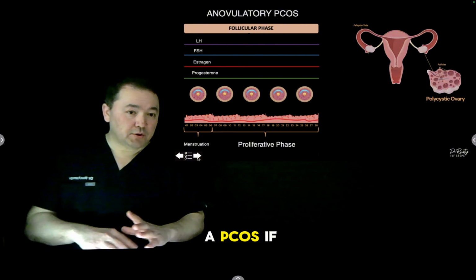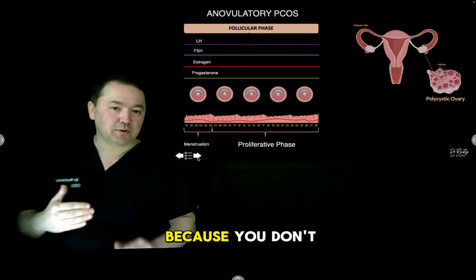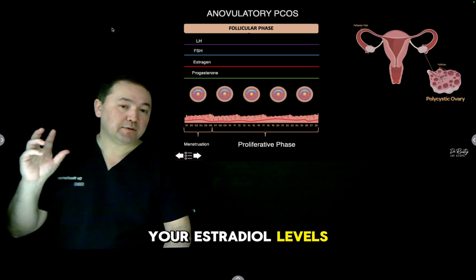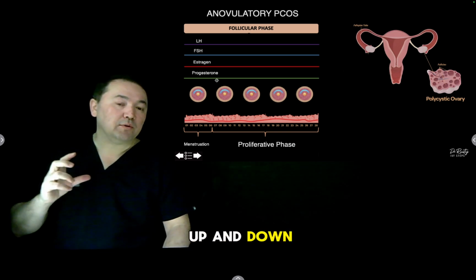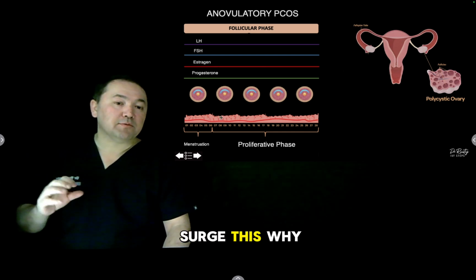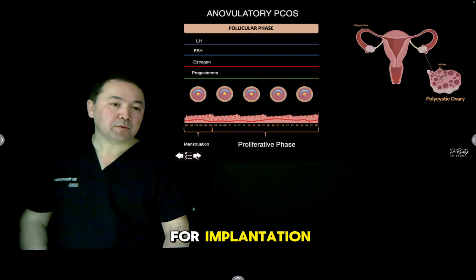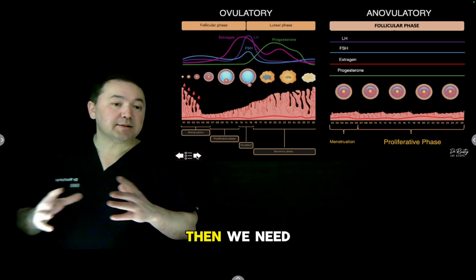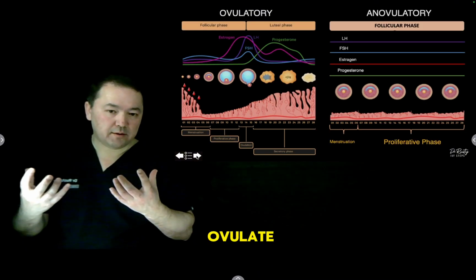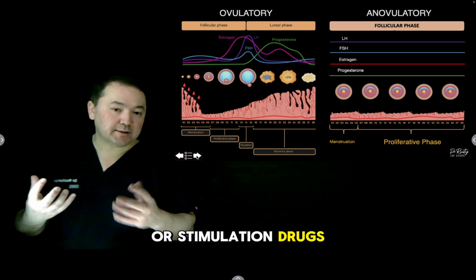If you have PCOS, if you do not have ovulation, this process is disrupted because you don't ovulate, your estradiol levels do not go up and down, you don't produce your natural progesterone, your LH doesn't surge. This is why your endometrium doesn't get ready for implantation. If this is the case, then we need to make you ovulate by using letrozole or clomid or stimulation drugs.